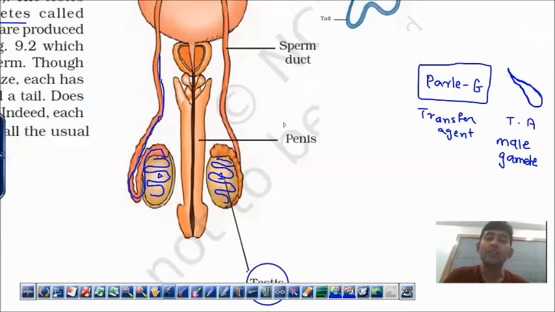और ये है sperm duct. Sperm duct is nothing but a highway. Every Parle-G factory, the truck leaves daily and catches the highway to supply the biscuit everywhere. Here also, the sperm leaves the testes, comes out and takes this highway called sperm duct.